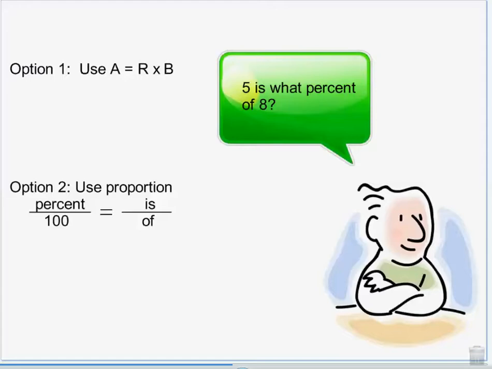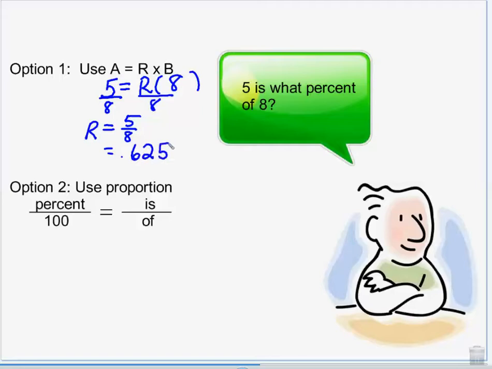For the first one, if I want to use A equals R times B, my amount is 5, my rate is what I'm missing, and my base is 8. Now if I want to solve for R, I need to divide both sides by 8. And then using a calculator, I'll take 5 and divide it by 8, which is approximately 0.625. And to convert this to percentage form, I'll multiply by 100 or move the decimal 2 spaces to the right. So my rate is 62.5%.